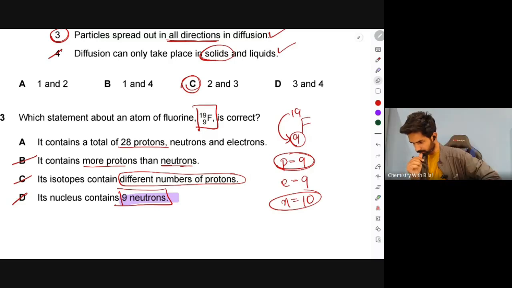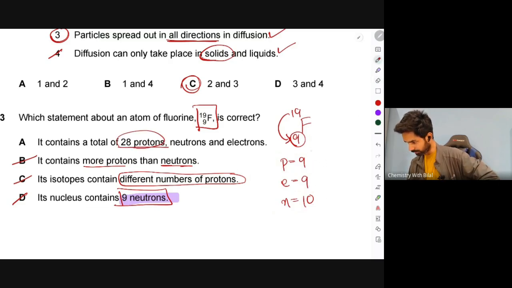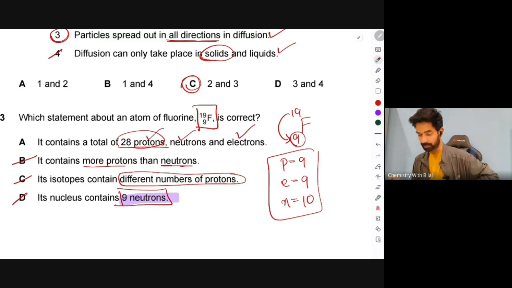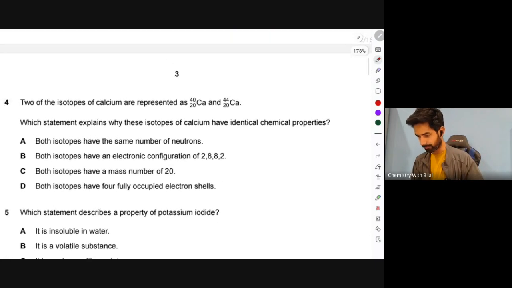It contains a total of 28 protons, neutrons, and electrons. I thought it was saying only 28 protons. Okay, I got it. When you add all these numbers, 10 plus 9, 19, plus 8, 28. I think A should be the correct answer. Make sense, everyone? Yes. Okay.